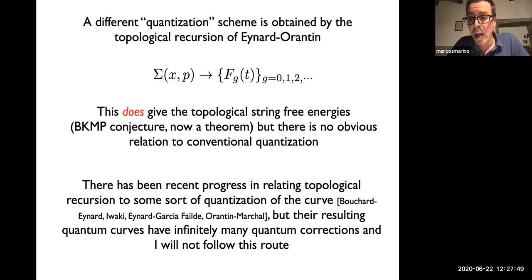So there was an interesting result that in genus zero, this topological recursion can be related to a quantization of the curve. But if you try to do this in higher genus, for higher genus curves, then you can essentially produce some sort of differential operator that leads to topological recursion. But this differential operator will have infinitely many quantum corrections. So the quantization is highly non-trivial in the sense that for every new term, any new correction that you want to add to the prepotential, you will have to turn on a new correction in the curve.